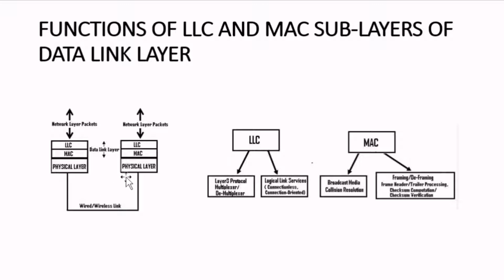The LLC is responsible for handling multiple layer 3 protocols, which is the multiplexing and demultiplexing, and link services like reliability and flow control. Moreover, the MAC layer is responsible for framing and media access control for broadcast media. So this basically is the overview of the LLC and MAC sublayers over here.